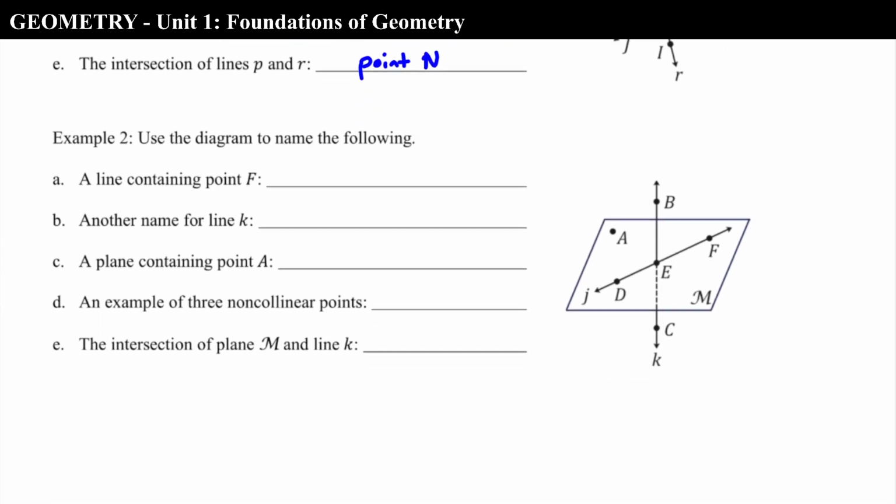All right, let's do example 2. We're going to use this diagram to name these following items. A line containing point F. Well, point F is right here, so that would be line J. I'll let you come up with other ways to name it. Another name for line K. So here's line K, so we can say, for example, BC, because both B and C are points on that line. A plane containing point A. Well, here's point A. It lies on plane M, so I'm just going to say plane M.